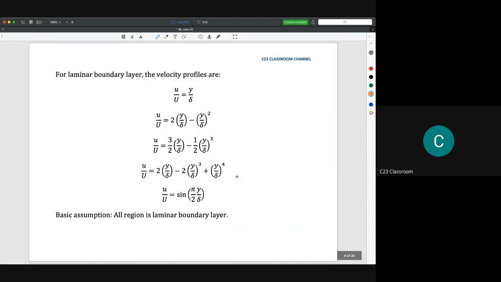Just a recap from the laminar boundary layer. We know that the velocity profile in the laminar boundary layer can be shown like this. We have the linear, the quadratic, the third order polynomial, the quartic by the power of 4, and the sinusoidal. And we also learned how Blasius calculated this numerically. So this is the idea.